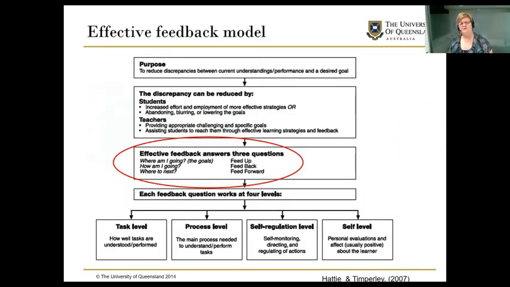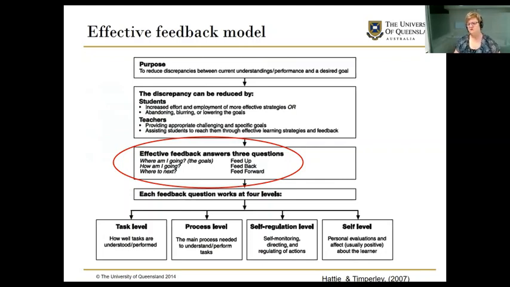Hattie and Timperley have a really good effective feedback model, and although it's a little bit complex on the screen, I'd like to draw your attention to it. It generally looks at answering three questions: where am I going, how am I going, and where do I need to go next? They've coined this in terms of feed up, feedback, and feed forward. So feed up: where am I going at this particular moment?